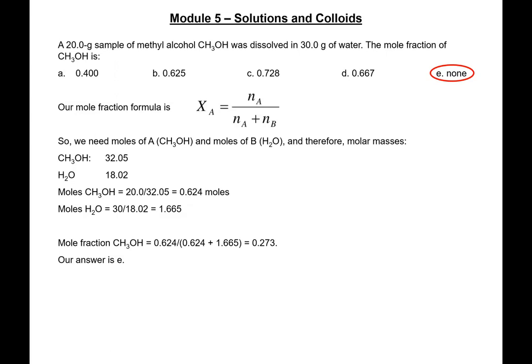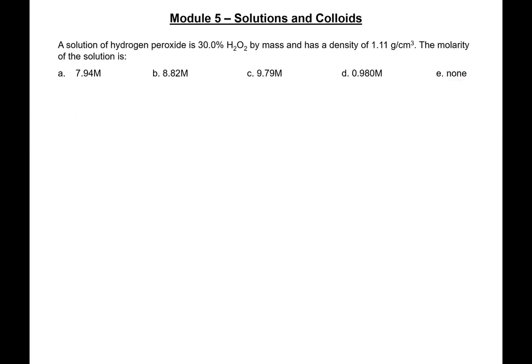One answer that students sometimes will choose in error would be choice C, because that's 1 minus 0.273. But that would be the mole fraction of water. So if they either did the calculation wrong or weren't sure what their answer was telling them, they might pick choice C in error. All right, next problem.